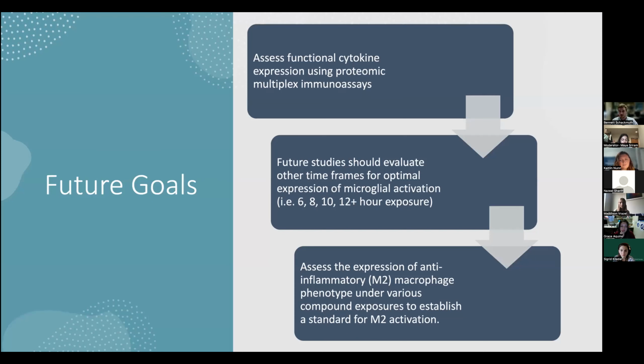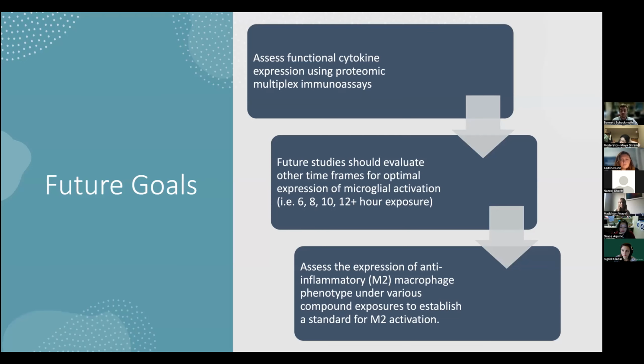And so for the future, what I'd hope to do is assess the functional cytokine expression using proteomic multiplex immunoassays. We do that with our Magpix instrument that we have. We can take a look at around 48 different cytokines and chemokines based on just 100 microliters of fluid. We also want to look at finding the optimal time frame for the expression of activation. So I only looked at the 4-hour time period. It would be helpful to look at the 6, 8, 10, 12, all the way up to 24-hour time point to find out when the highest level of activation is, to find out what is the most optimal time to dose these cells to get a positive control.